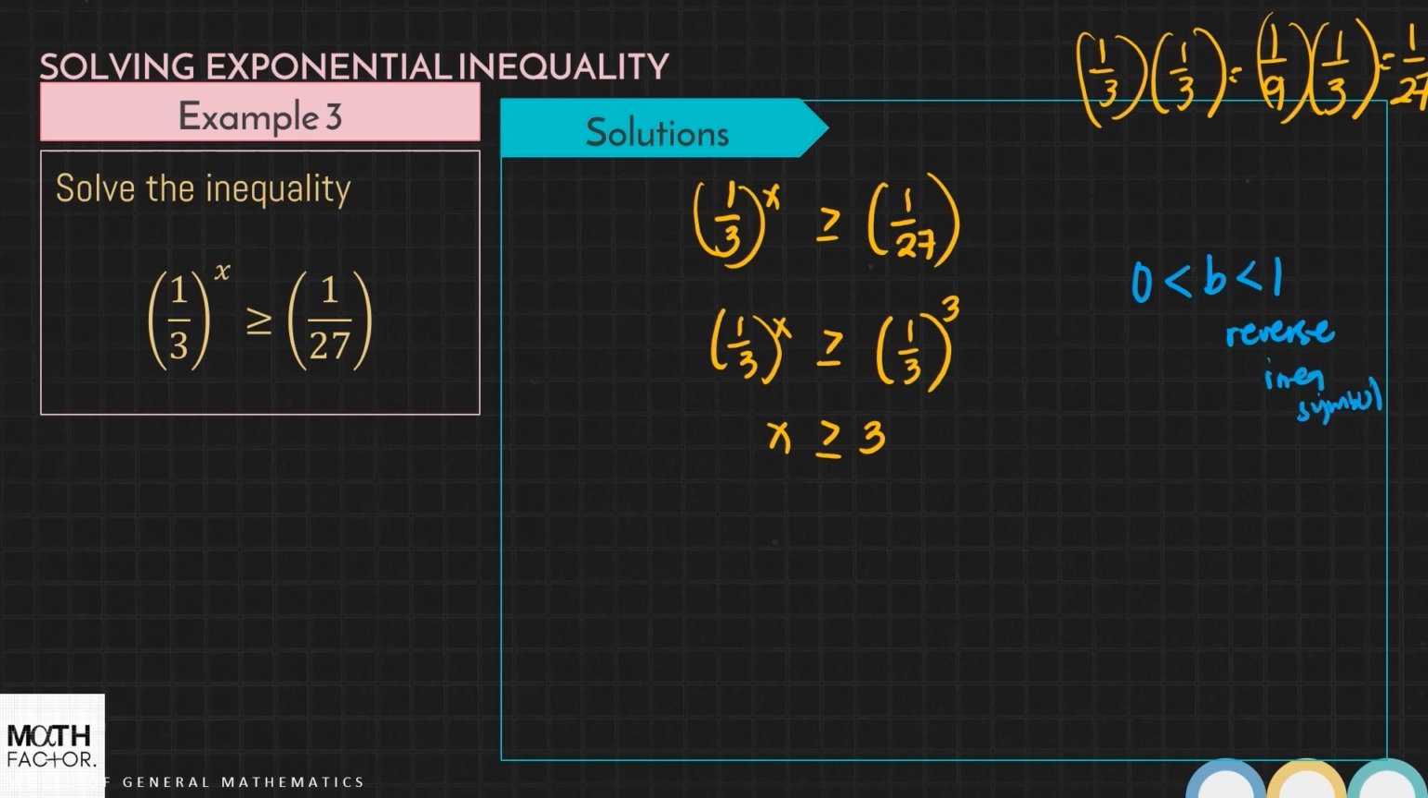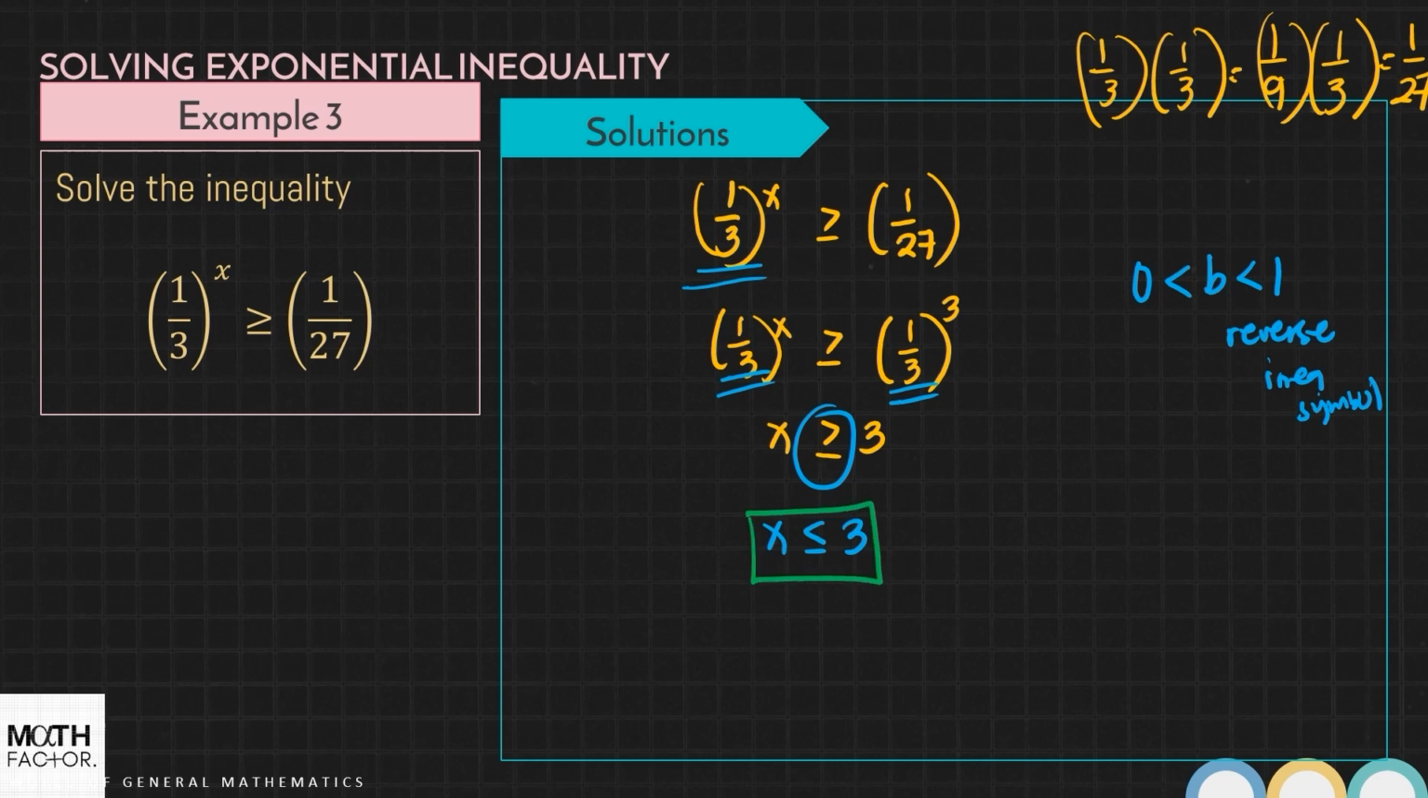So, in this case, since our 1/3 is between 0 and 1, we will be reversing this inequality symbol into less than or equal to 3. So, this would be our final answer.